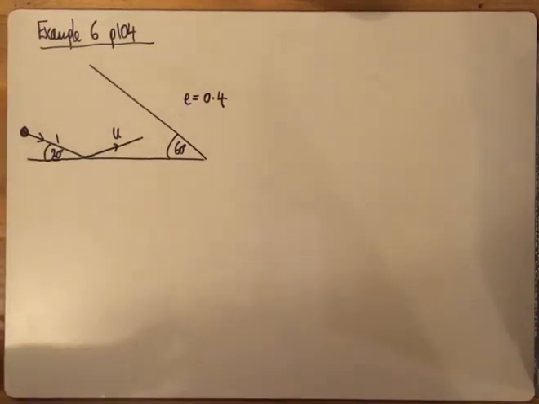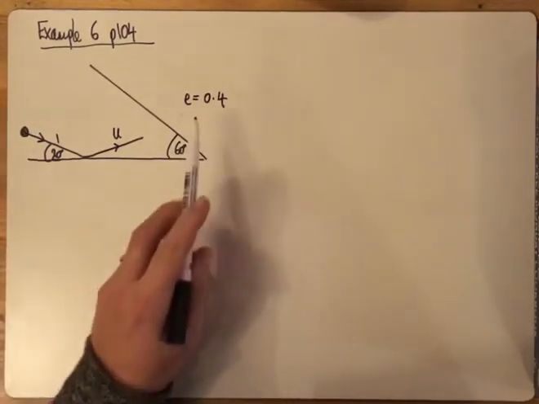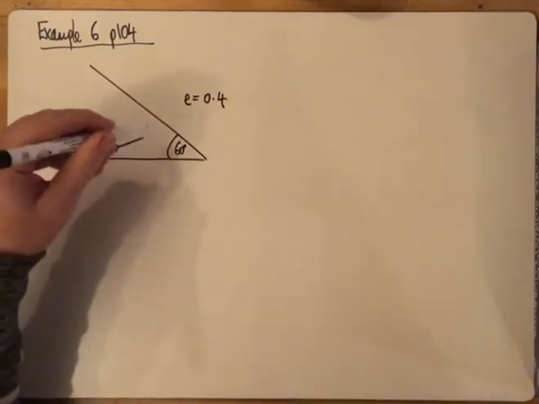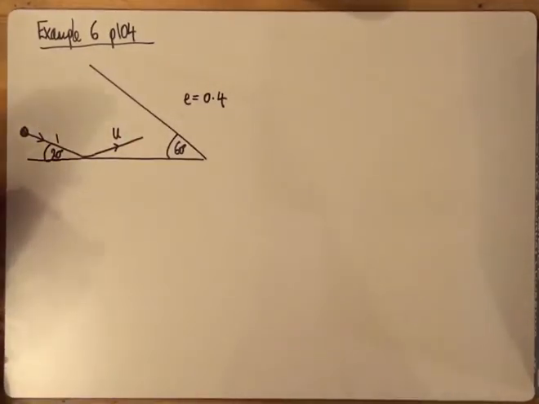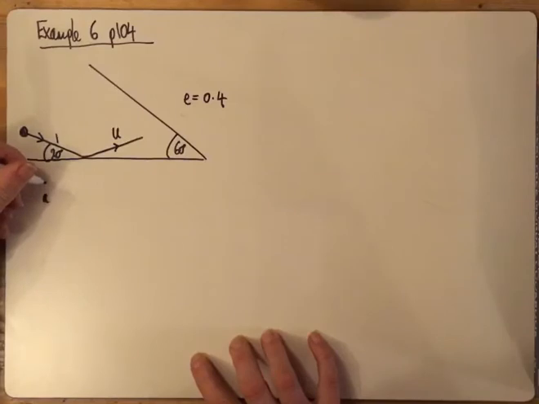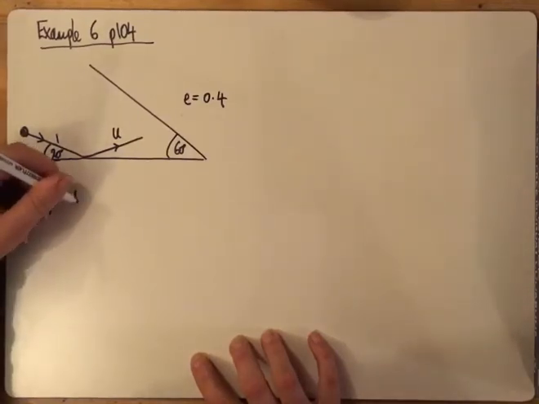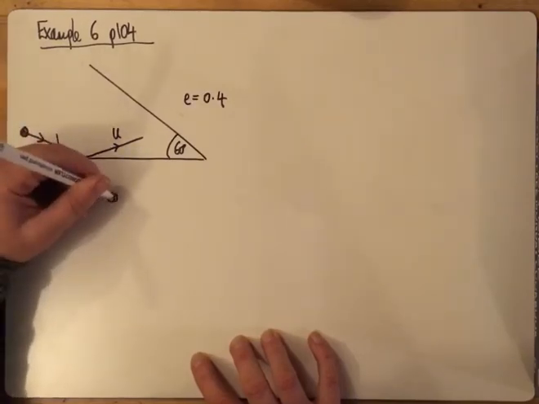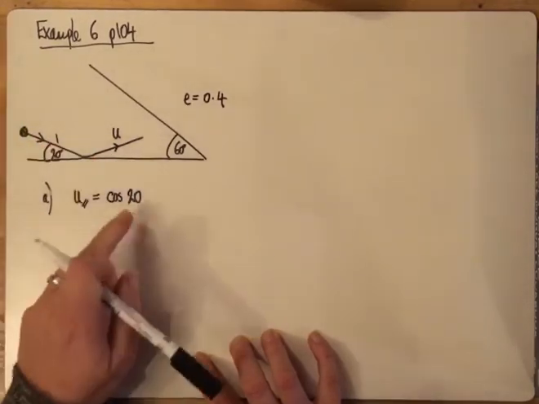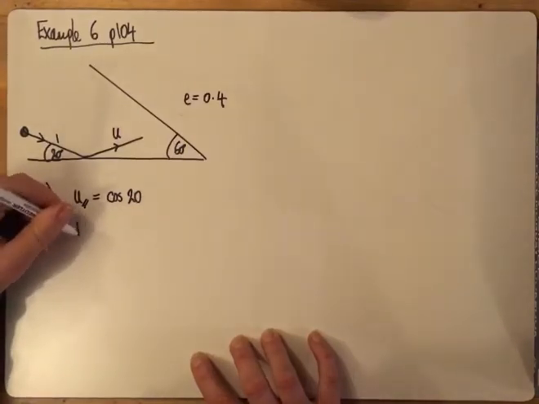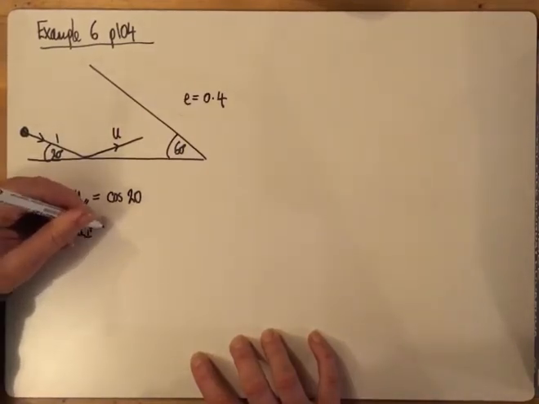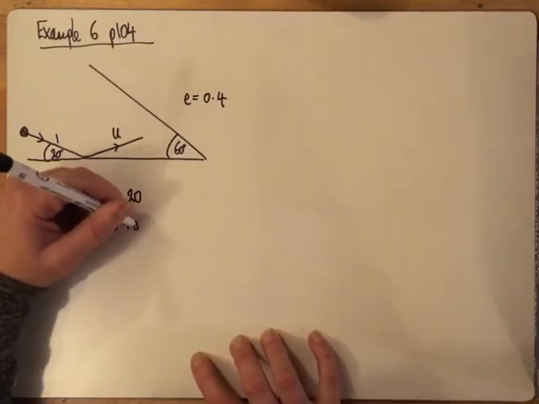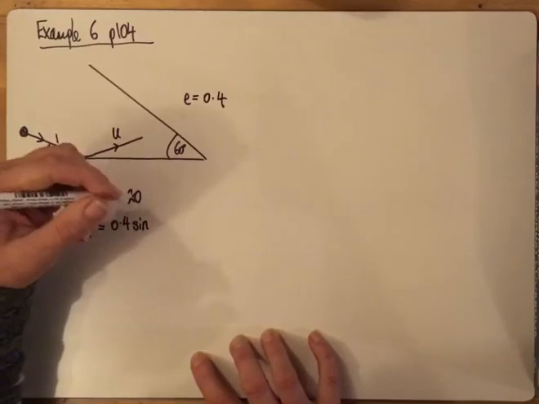Coefficient of restitution between the sphere and both walls is 0.4, and we want the speed and direction after the first and the second collision. So first collision, U parallel is equal to 1 cos 20. We're not going to get nice answers out from cos 20. U perpendicular is 0.4 sine 20.